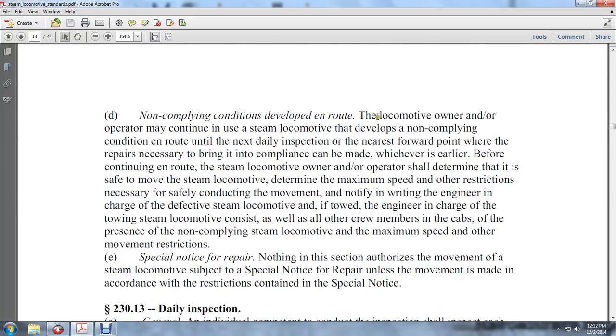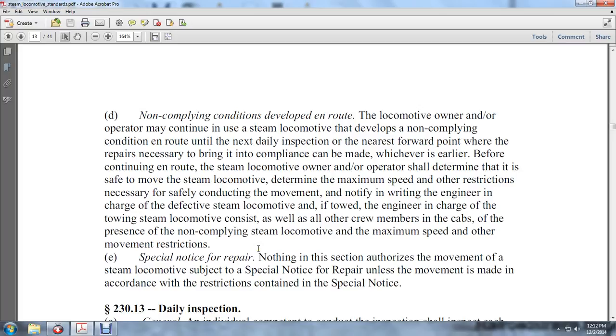Non-compliant conditions developed en route. The locomotive owner or operator may continue a steam locomotive that develops non-compliant conditions en route to the next daily inspection point or the nearest forward point where the repairs to bring it into compliance can be made, whichever is earlier, before continuing en route. The steam locomotive owner or operator shall determine that it is safe to move that steam locomotive, determining the maximum speed and other restrictions necessary for safe conducting of the movement, and notifying in writing the engineer in charge of the defective steam locomotive if towed, and the engineer in charge of the towing locomotive consist, as well as the crew members in the cabs, of the presence of the non-compliant steam locomotive, maximum speed, and other movement restrictions.